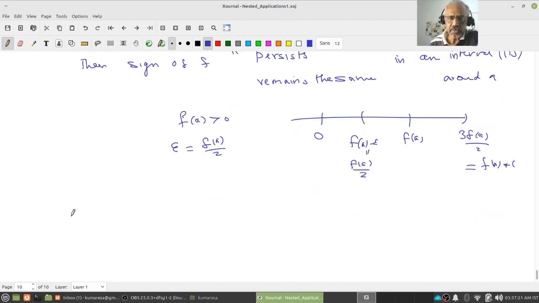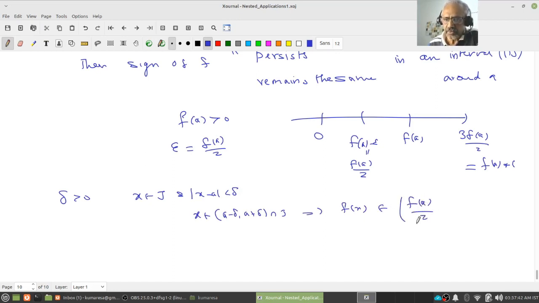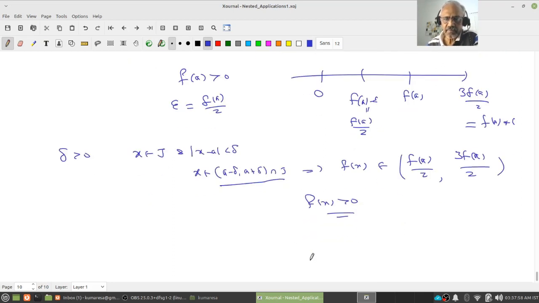Then what do I know? I know there is a delta positive, so that if x belongs to J and mod x minus A is less than delta, that is x belongs to A minus delta to A plus delta intersect J, then F of x should lie in this interval, F of A by 2 to 3 F of A by 2. Now remember, F of A is positive, therefore for all x in this interval, F of x is positive. Do you follow that?